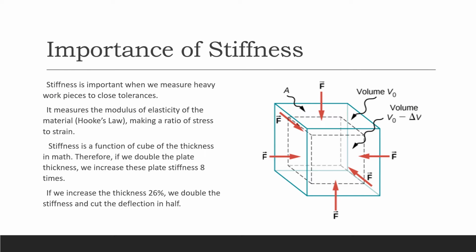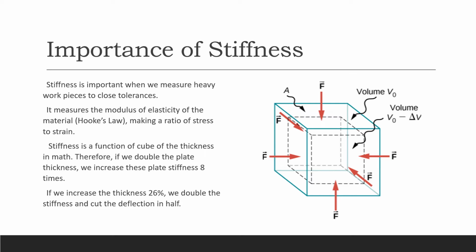Okay, so once we're done with flatness, and then perpendicularity for building the block, the surface plate, after that we're going to get into stiffness. Stiffness is important when we measure heavy workpieces to close tolerance. It measures the modulus. Every time we think about stiffness, you have to think about your physics, and that's what we call the modulus of elasticity of the material, and we call that Hooke's law.